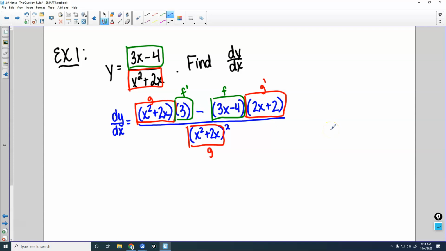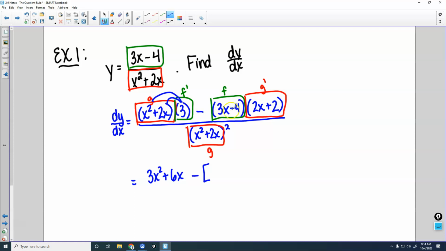Well, not on this one. So for this one, to simplify, what you need to do is distribute. We're going to have 3x squared plus 6x. Be careful right here. You have this minus right here, so that has to be distributed to everything. Multiply these together first, then distribute that negative.